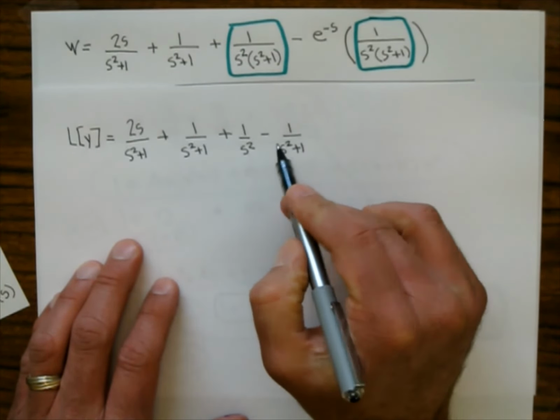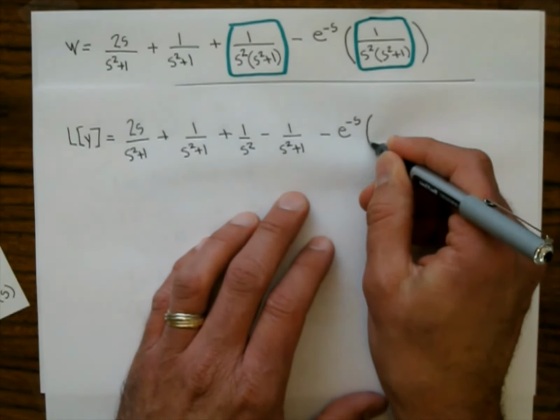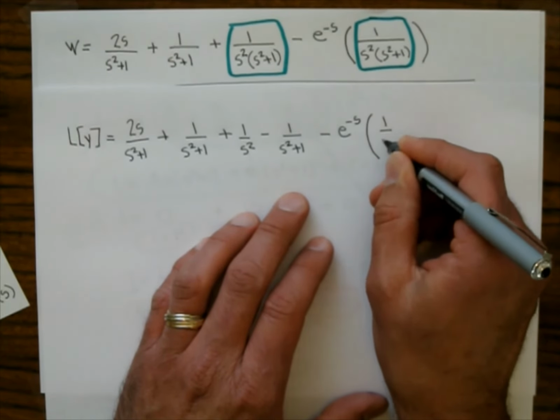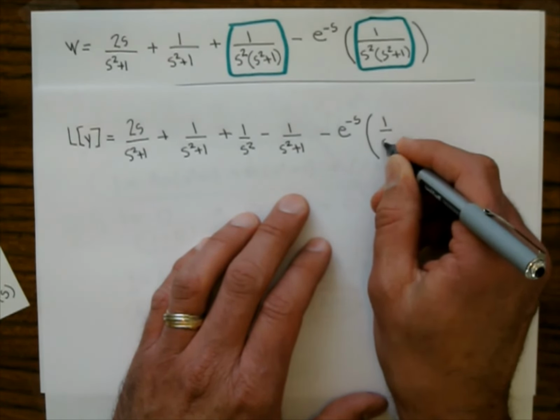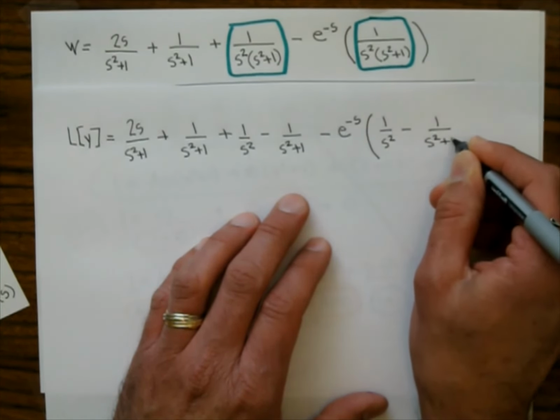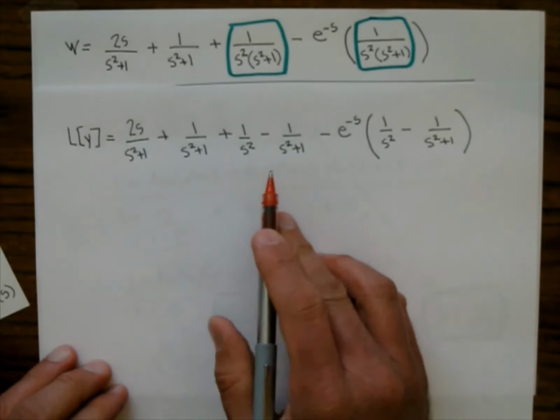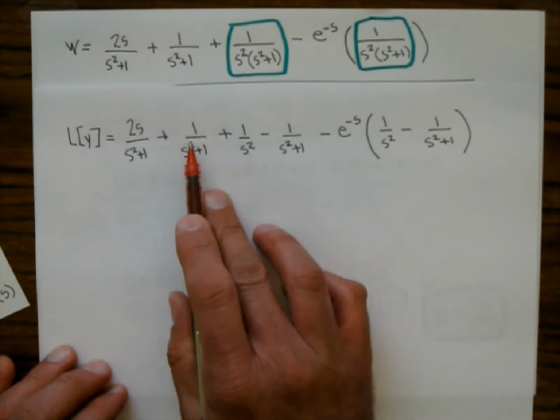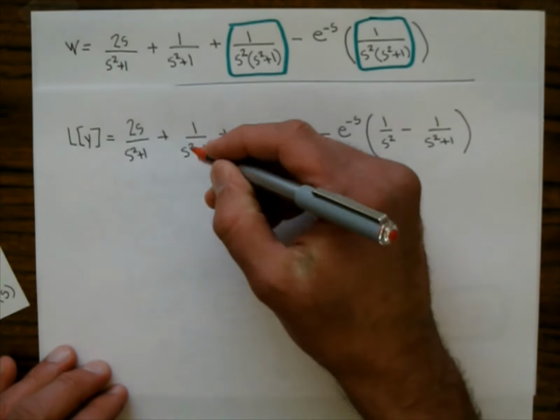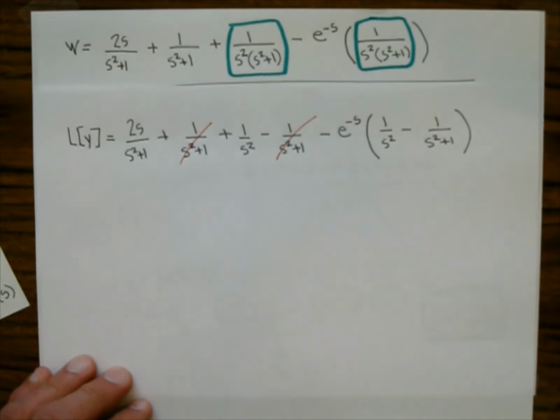That's that green part right there. Then we have minus e to the negative s. And then over here we have 1 over s squared minus 1 over s squared plus 1. Wow, that's crazy. Okay, so now before we inverse transform it, we see something. We have like terms right here. We have 1 of these creatures and -1 of these creatures. So when we thought we would see the sine come out of those, well, those guys are gone.